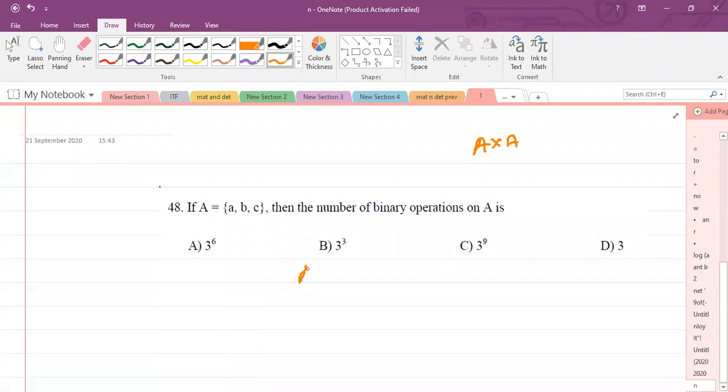Therefore, A cross A, how many elements does A cross A contain? n of A cross A is equal to 9. Here A contains 3 elements, therefore it is 3 raised to 9. It is 3 raised to 9, the number of binary operations.